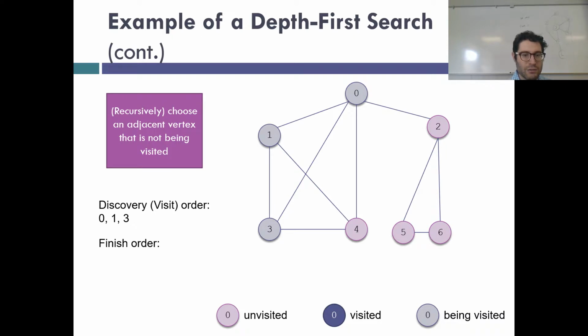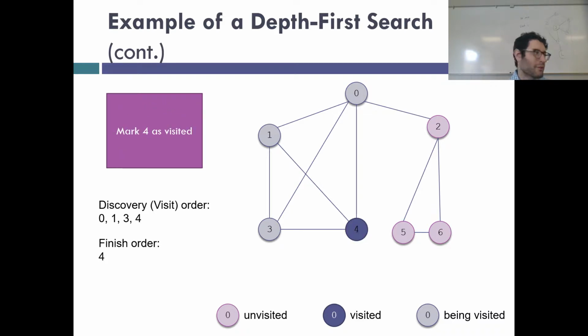Then now we have to choose one of 3's neighbors, right? We can choose 0, we can choose 1, or we can choose 4. Well, we can't choose 0 because we've already seen it. We can't choose 1 because we've already seen it. So we choose 4. Now at 4, we look at all of its neighbors and we go, hey, we've seen all these guys before. So I'm at a dead end. So I'm done.